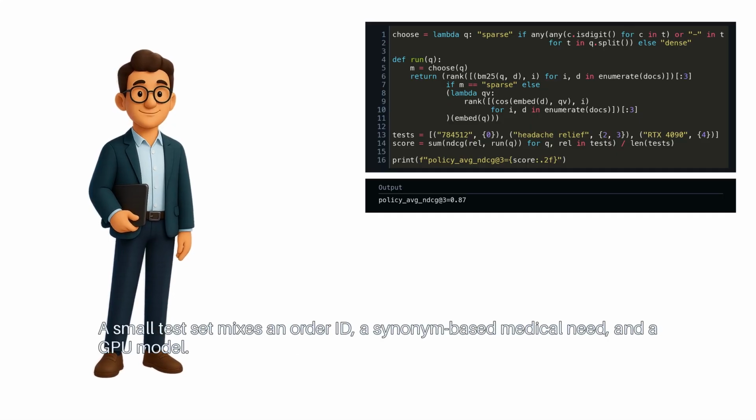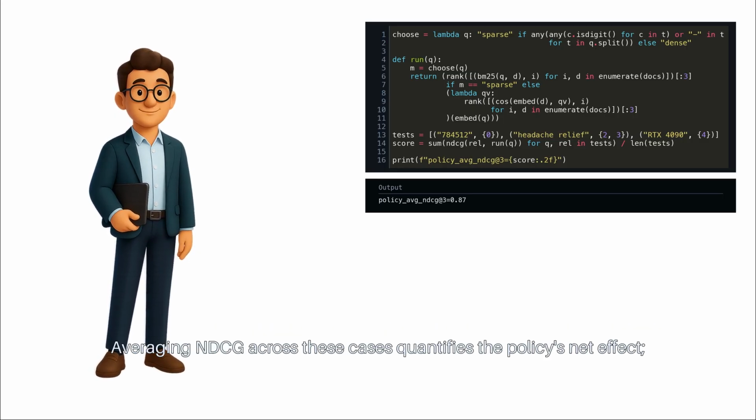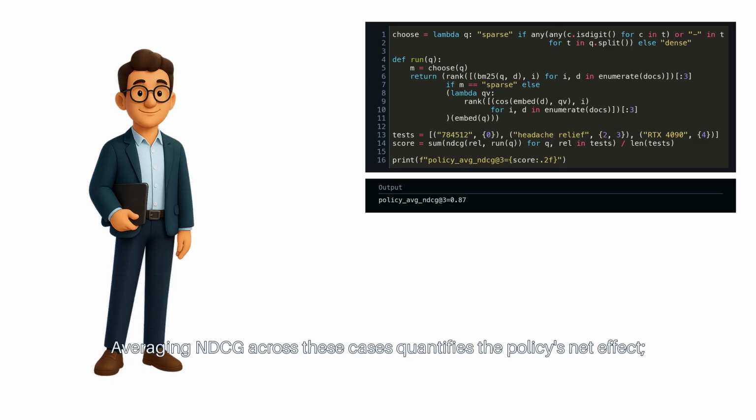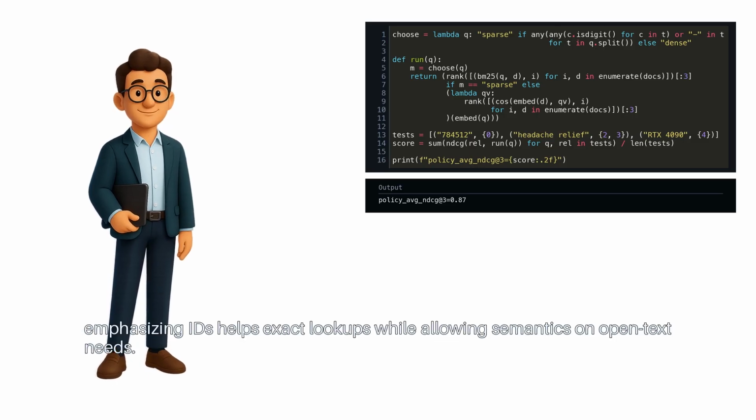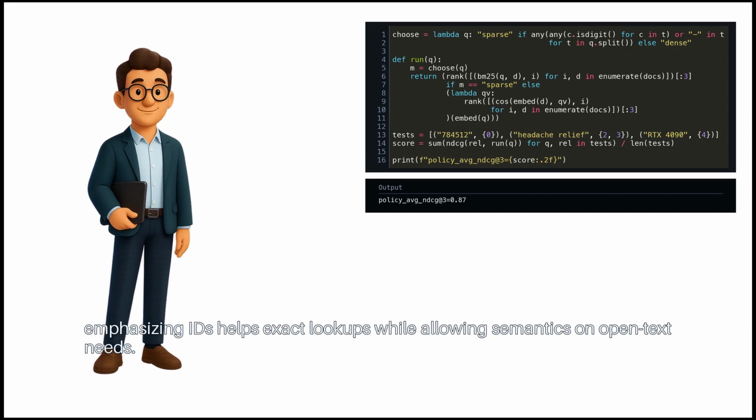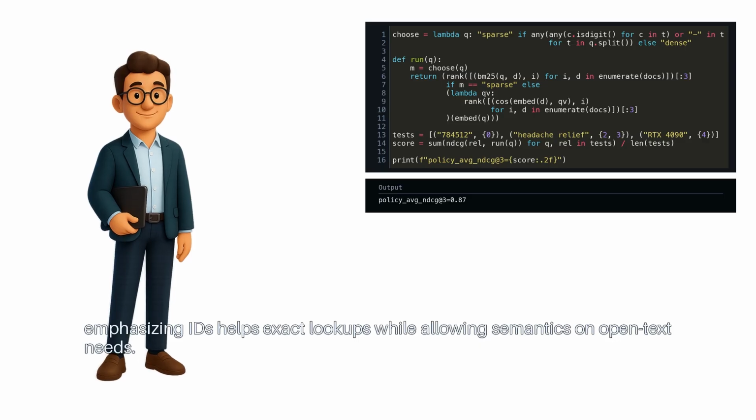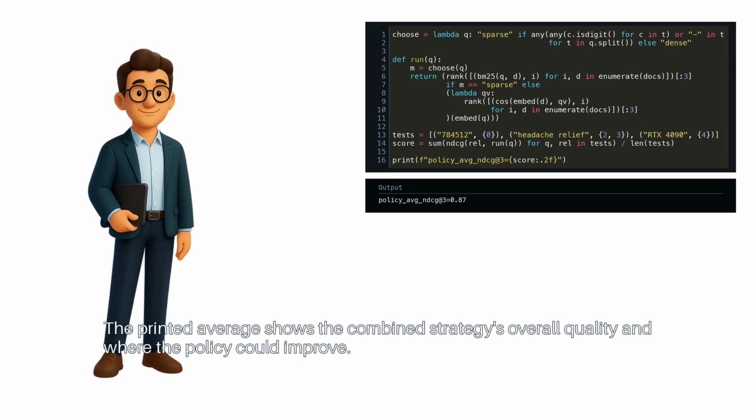A small test set mixes an order ID, a synonym-based medical need, and a GPU model. Averaging NDCG across these cases quantifies the policy's net effect. Emphasizing IDs helps exact lookups, while allowing semantics on open text needs. The printed average shows the combined strategy's overall quality and where the policy could improve.